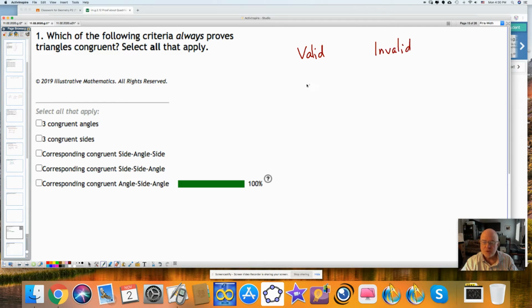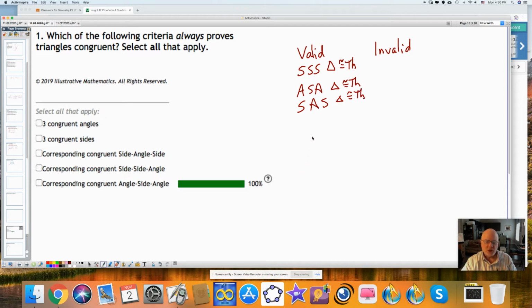The ones that always work, the ones that we've proved in class, are the side side side triangle congruence theorem. I'm going to expect you to write this out, either write it out fully or just use these abbreviations. We also use the angle side angle triangle congruence theorem and the side angle side triangle congruence theorem.